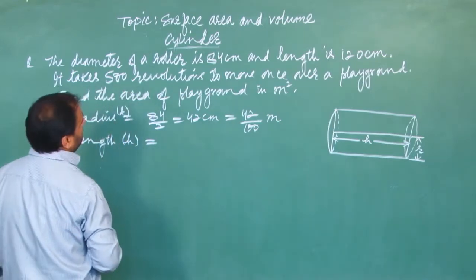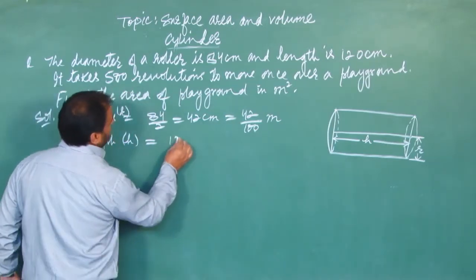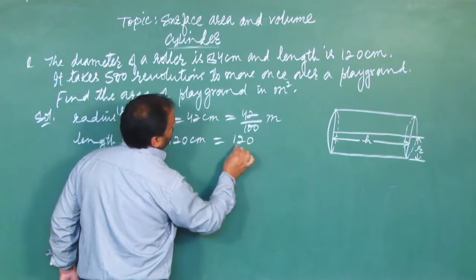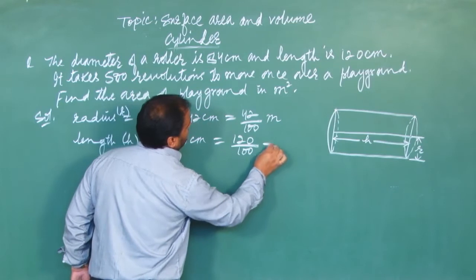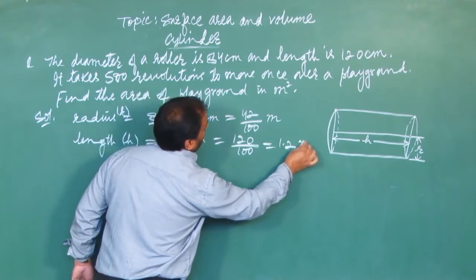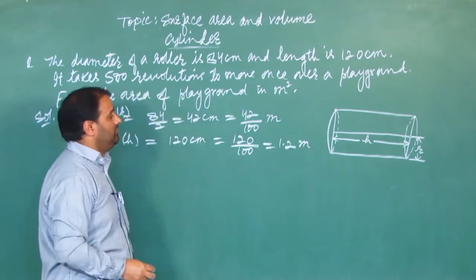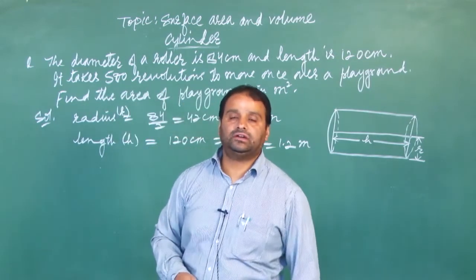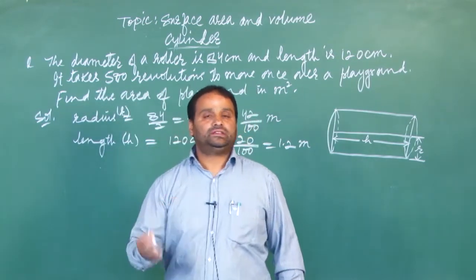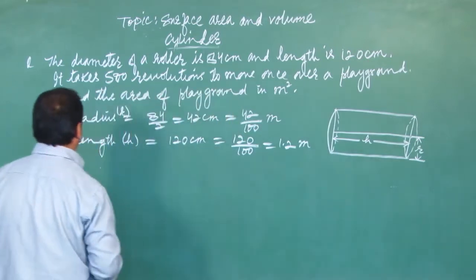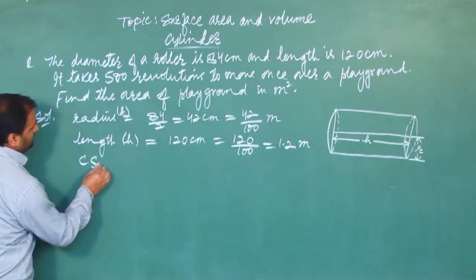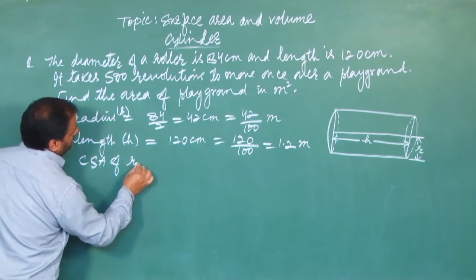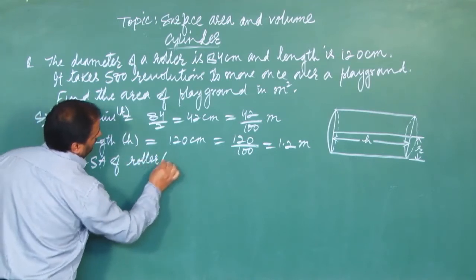So nothing is wrong if we write h for the length of the cylinder. And what is it equal to? It is 120 centimeter. So 120 centimeter is to be converted into meter, because the question says we have to find the area of the playground in meters square. When the roller rolls on the ground, only the curved surface area of the cylinder is taken into account. Find the curved surface area of the cylinder or this roller that is cylindrical in nature.